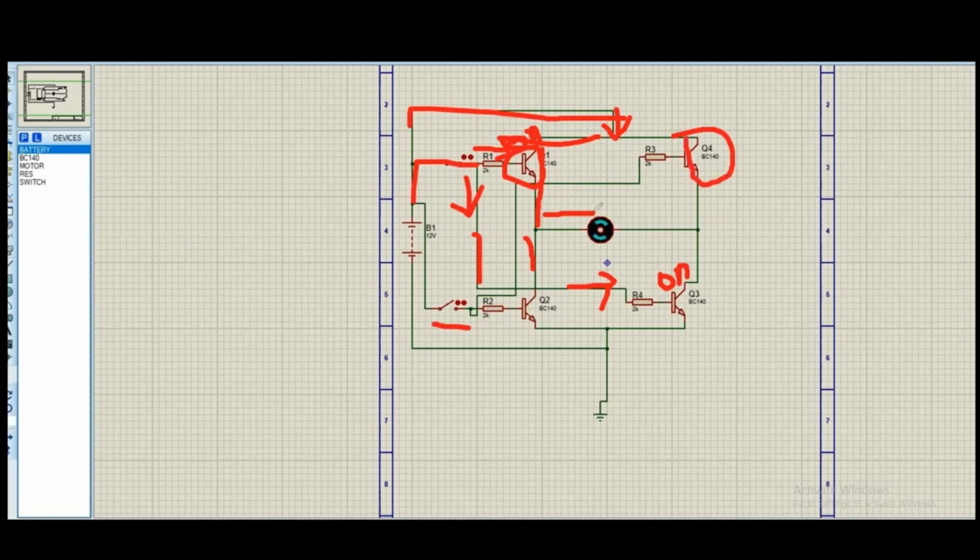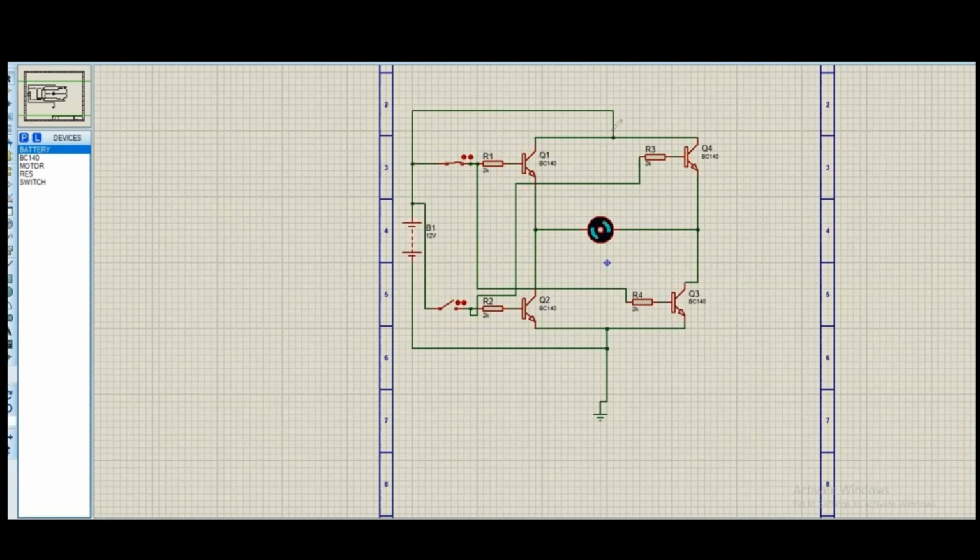The current will follow this path, and as this transistor is on, the current will come from here, and then it will get grounded by turning this motor in one direction. But if we turn both switches on at the same time, it will make a short circuit and cause an explosion. So be careful while working with this.